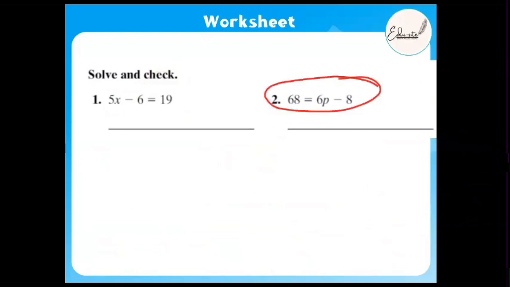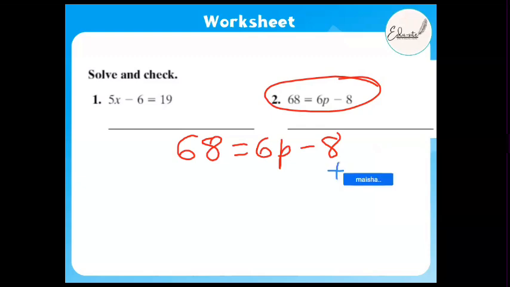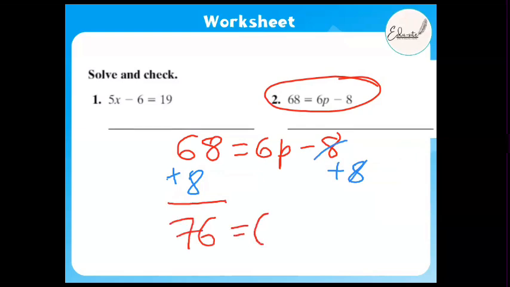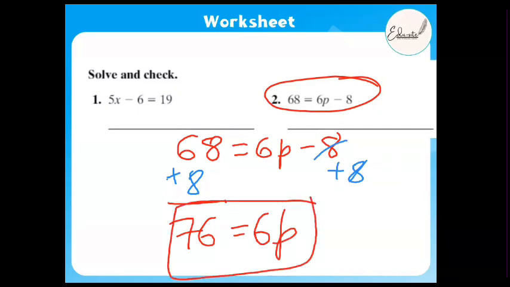I'll write it for you. 6p is equal to 6p minus 8. So first we want to take out the 8. So we do plus 8 on both sides. Excellent. And then that would cancel out. 68 plus 8 gives you 76. Excellent. It's 76, which is equal to 6p. This is the equation that you have got in the first step.